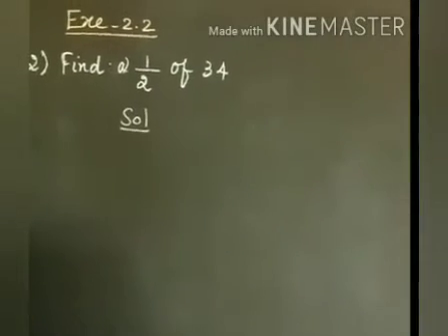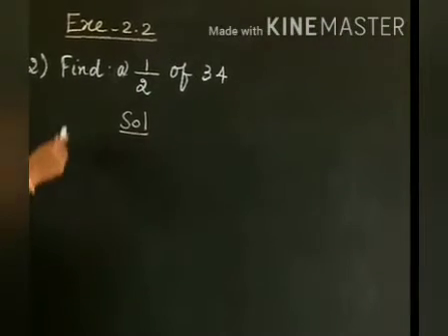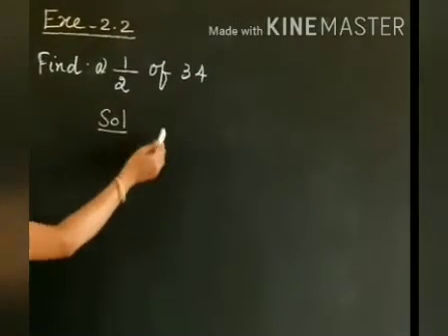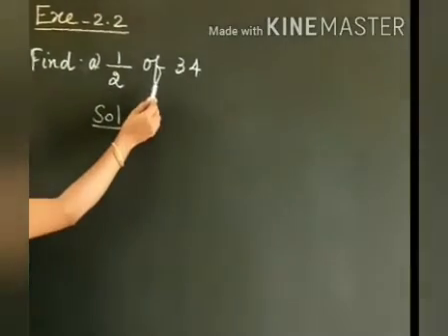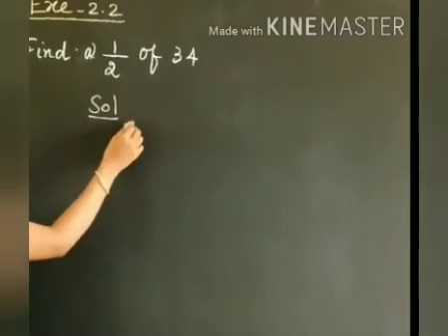Morning students, today we are going to see exercise 2.2, second sum. Find 1 by 2 of 34. So this "of" represents the multiplication operation. Okay, let us come to the solution.